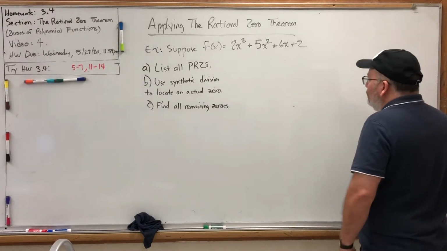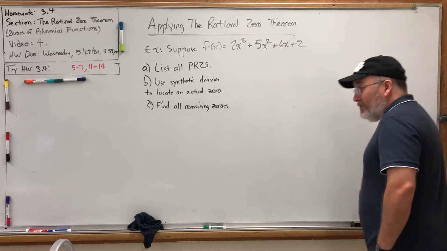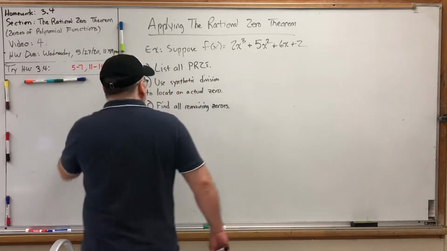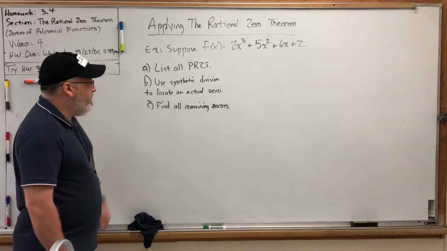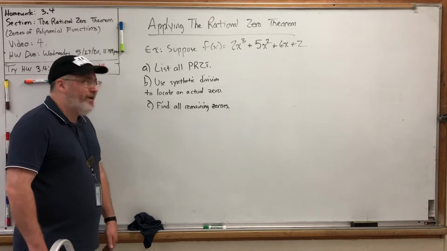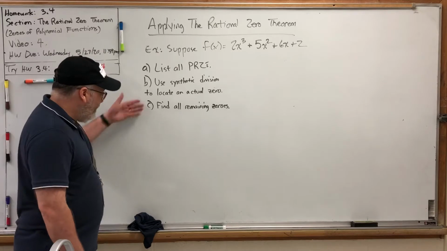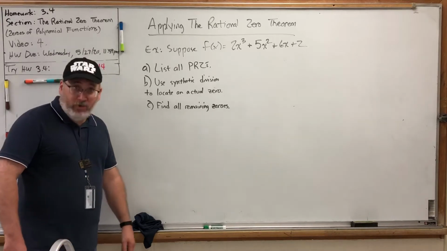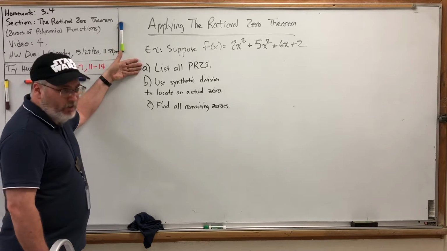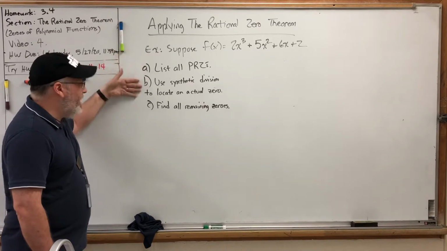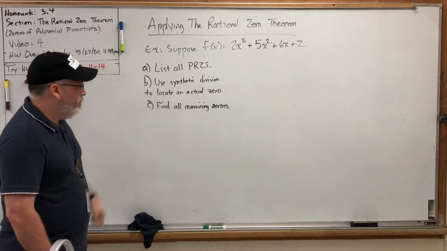All right, so this problem is going to ask us to do three things. Part A, list all the possible rational zeros. Part B, use synthetic division to locate an actual zero. And then part C, find all remaining zeros. Remember, this list are things that might be zeros, and then we actually have to figure out which one is.